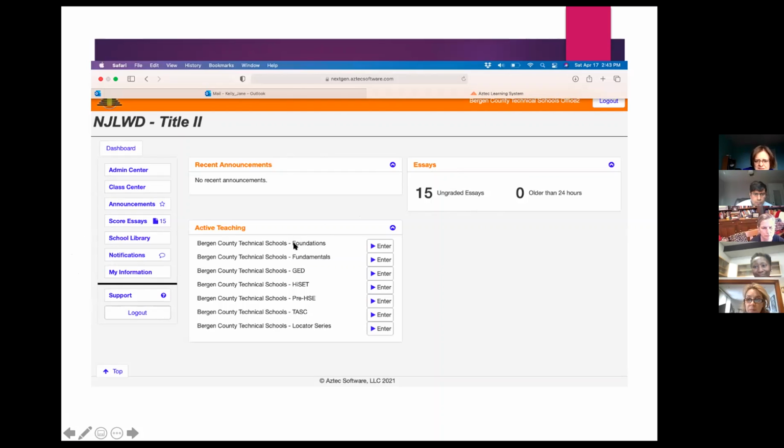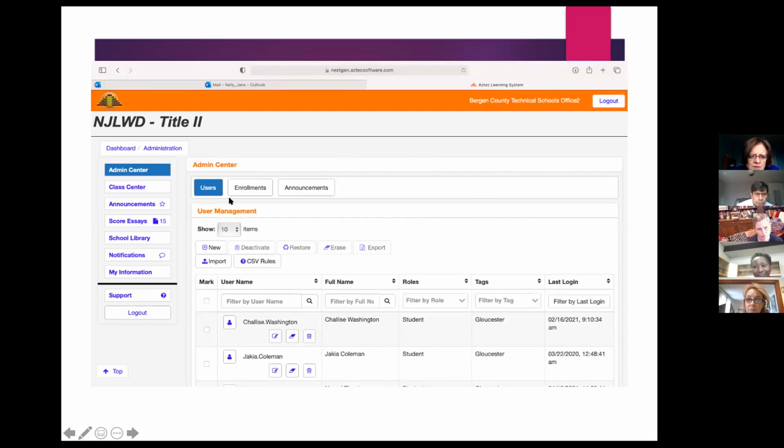And you will have a list of the classes that you have been put into. So it's Bergen County, and we have two programs in Bergen County, the technical schools and the community college, and they're separated, which is nice. So we don't see everybody else's students, as you'll see when we go in. So these are my classes that I'm allowed to look at and I can put students in.